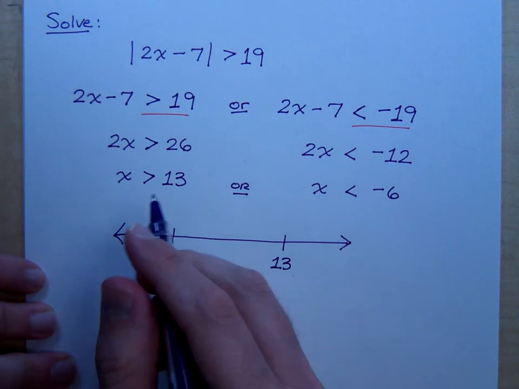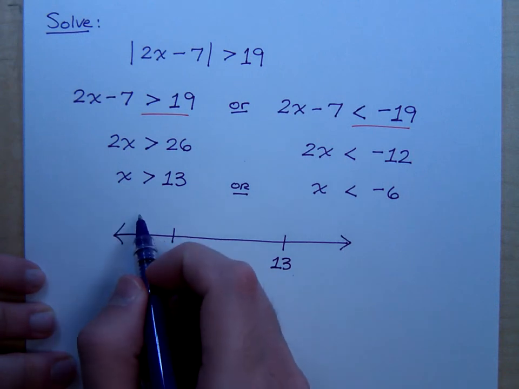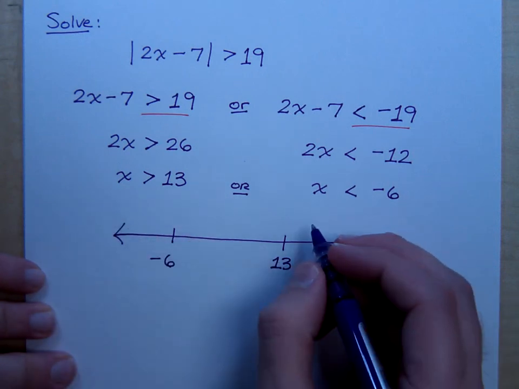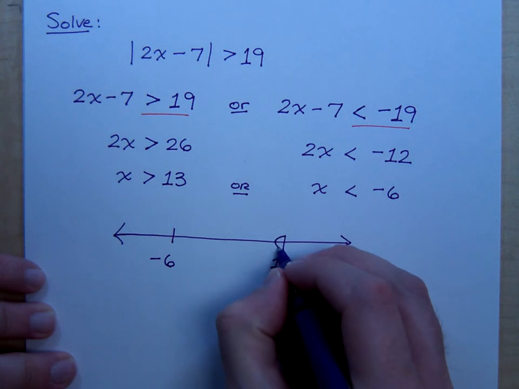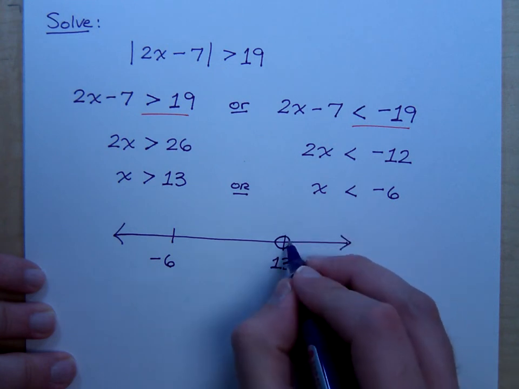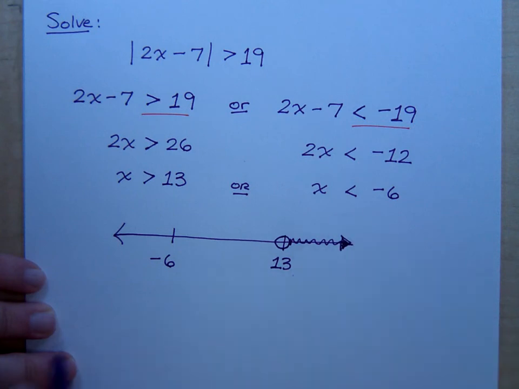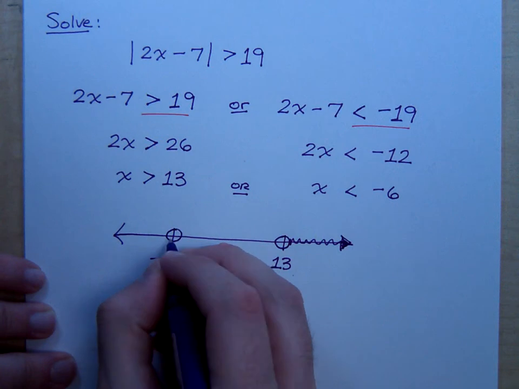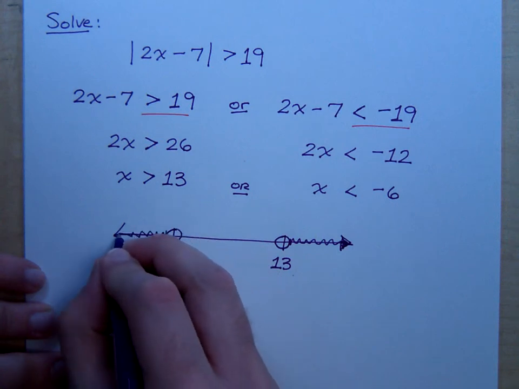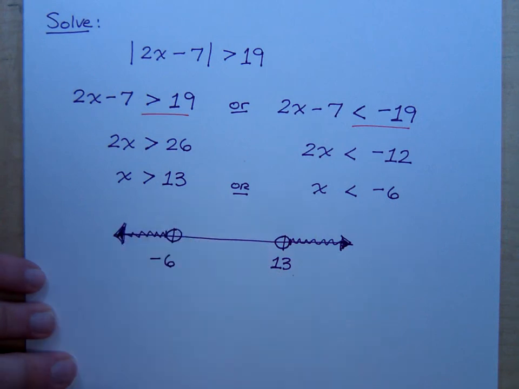Now, if I'm going to graph x is greater than 13, what does that look like? Open circle going to the right. What about x is less than negative 6? Open and going out to the left. So you see there's the restraining order, right?